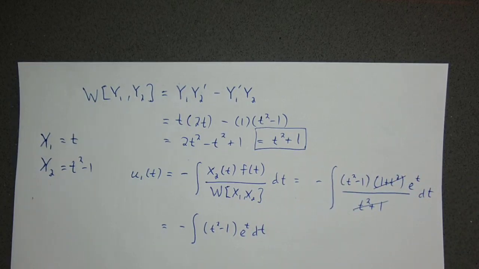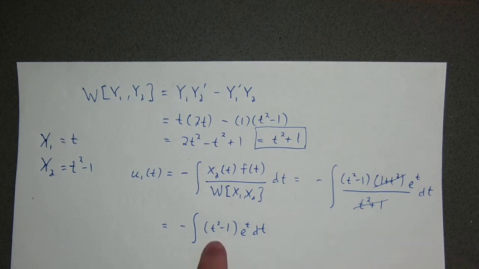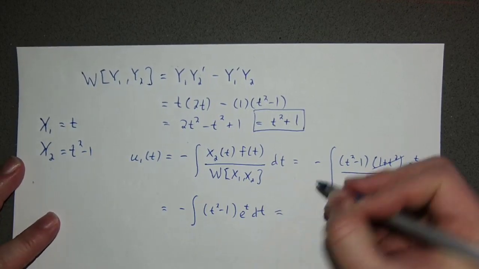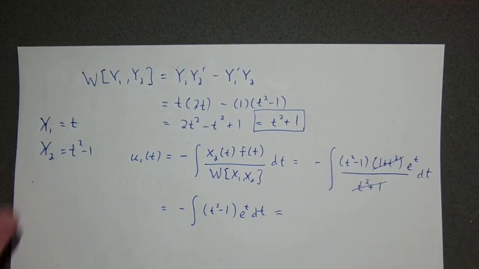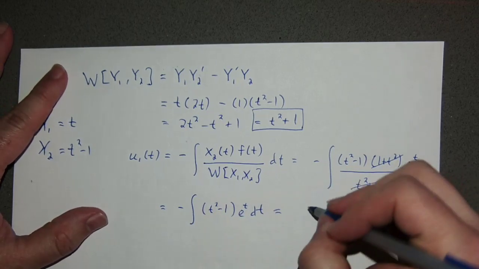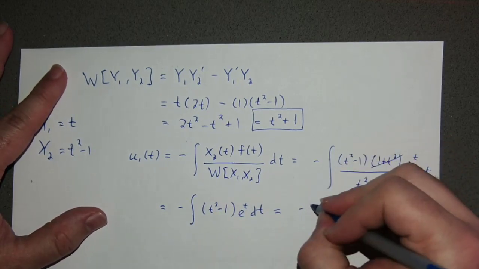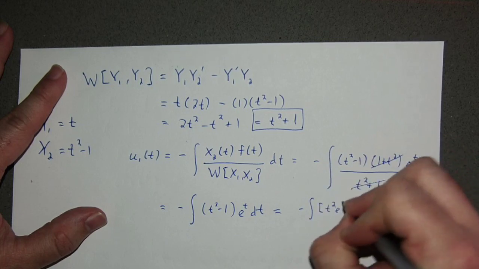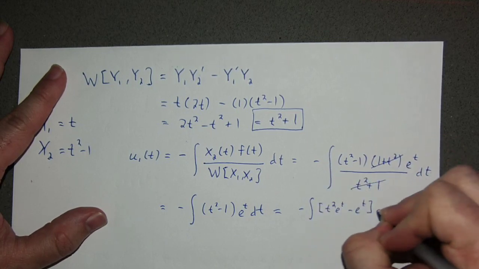How do I do that integral? Well, I have to integrate by parts. At least I have to integrate one of these by parts. So if I want to do this by parts, I just have to remember, here, this is some review for you. If I rewrite this, this is minus the integral of t squared e to the t minus e to the t, dt.